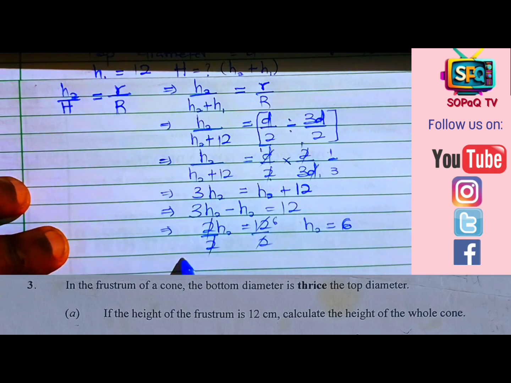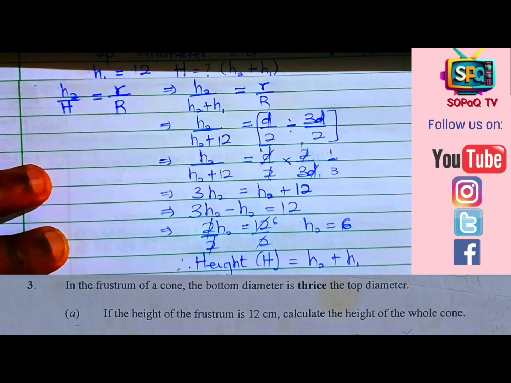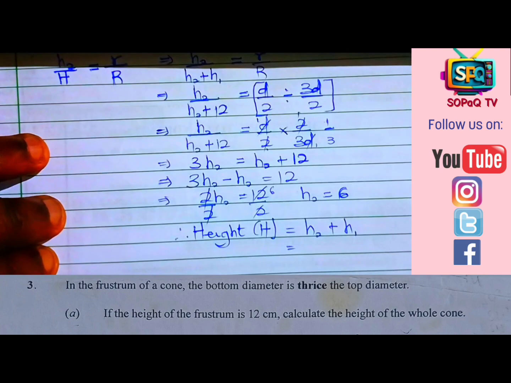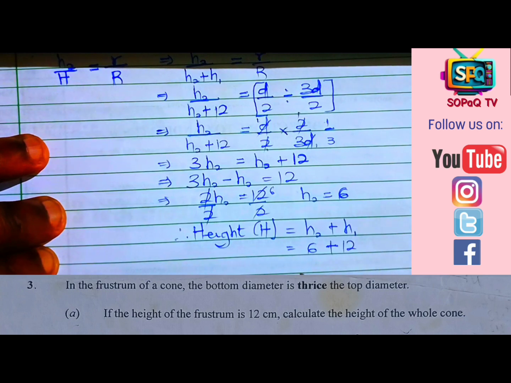And therefore our height, which is capital H, is equal to h2 plus h1, where we now know h2 to be 6 and h1 to be 12. Our height now is equal to 18.